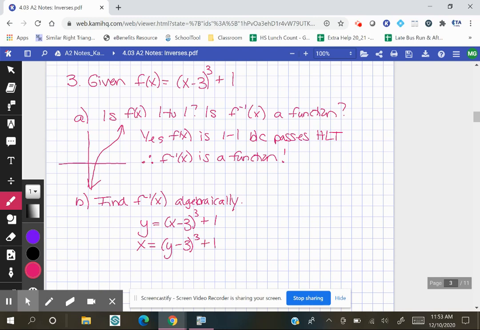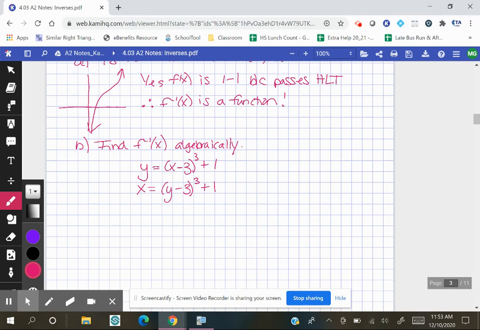What line are we reflecting over? That's right, the line y equals x. That's how you find an inverse. And now we're just going to solve for y. So we're trying to isolate here. So first I'm going to subtract my 1. And now I want to work my way to get inside to that y.